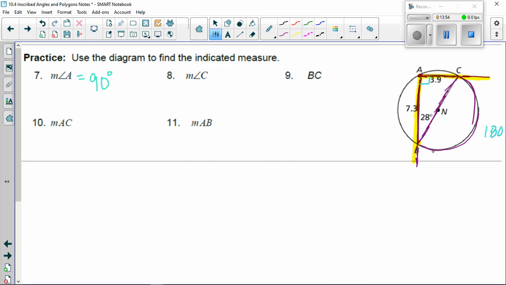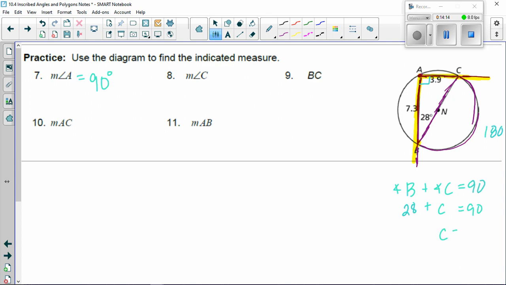Well, we know that angle B is 28, and I know that angle B plus angle C have to add up to 90. So if B is 28, then 28 plus C equals 90. So what is 90 minus 28?